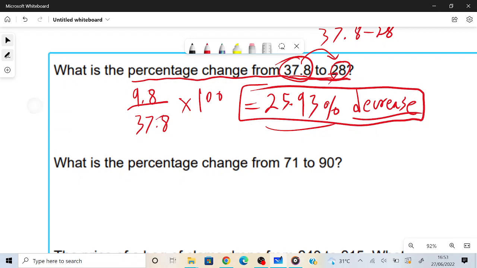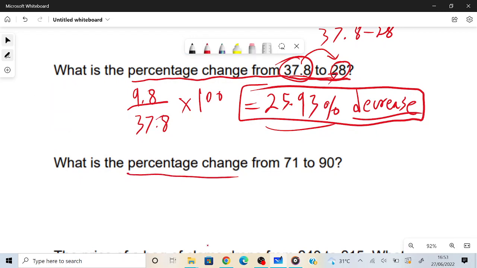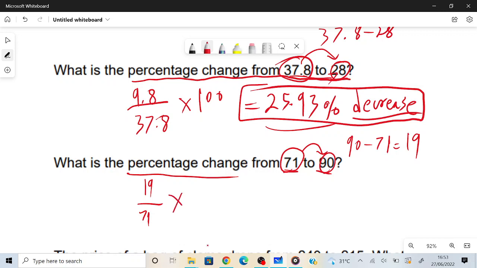It says, what is the percentage change from 71 to 90? Again, first things first, the formula is change in quantity or change in number over the original quantity or original number times 100. To find the change, all you do is 90 minus 71. Doing that, you should get 19. Yep, 19. And your original quantity is 71 because it goes from 71 to 90. So you simply have 19 over 71 and you times it by 100.